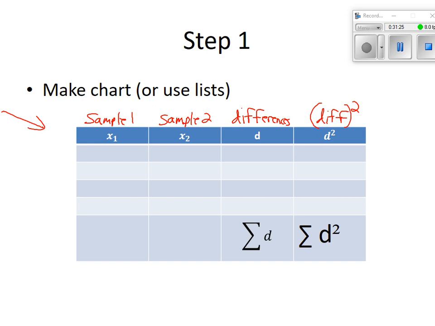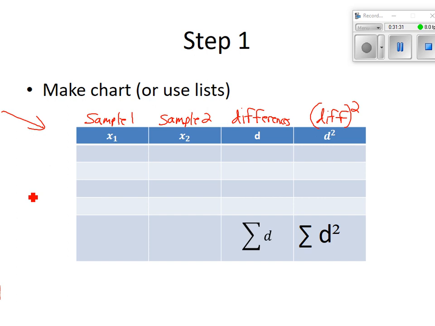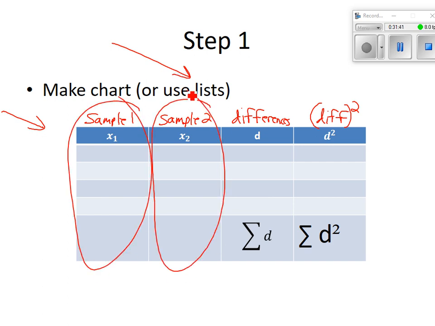And again, at the top I have, you can put it in list, so you can put all the stuff from sample 1 in one list, all the stuff from sample 2 in a second list. And I'll show you how to do that.